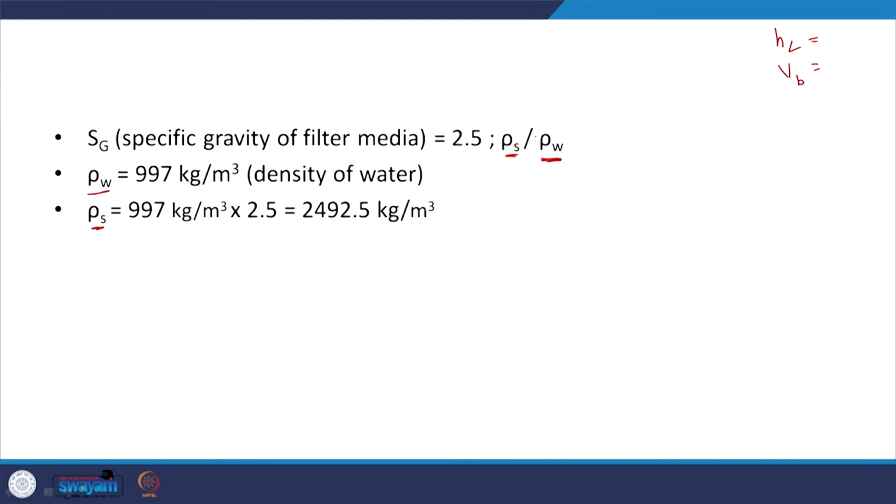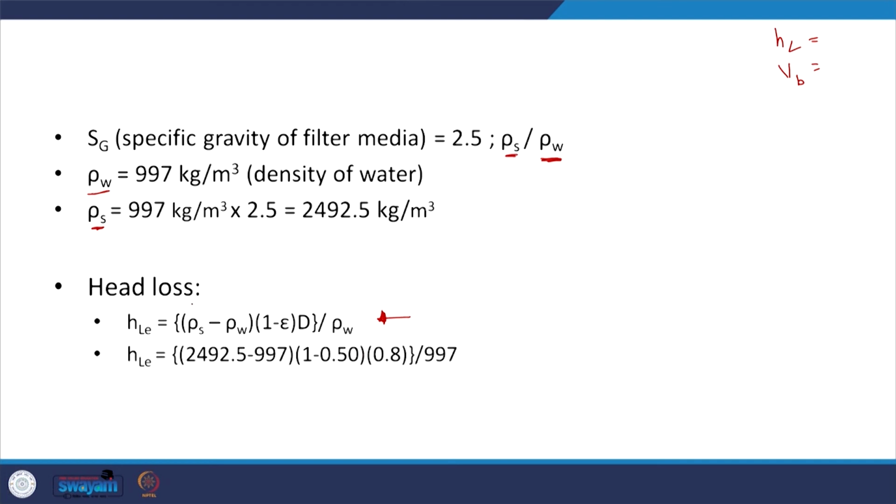Specific gravity gives us the density with respect to a reference, which in this case is water. What is the head loss? I guess we already looked at this equation, at least in this course. As I mentioned earlier too, you do not need to mug up such equations. Mass balance, obviously you have to understand that and apply that, right. So, here we have all the relevant variables and we can just plug them in.